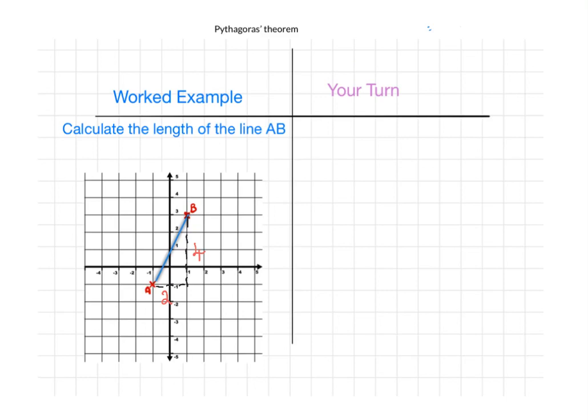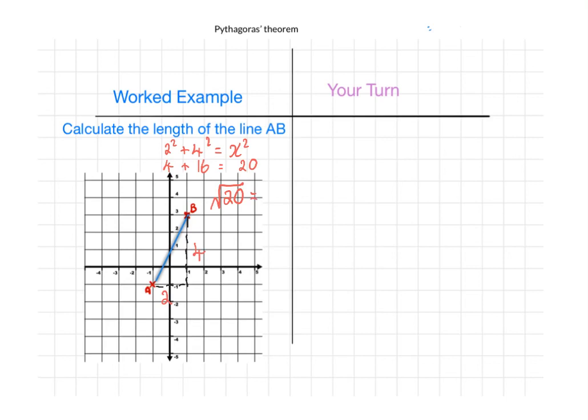So if I wanted to work out the length of the line AB, I'm going to do 2 squared plus 4 squared is equal to x squared, which is my unknown. So 2 squared is 4, because it's 2 times 2. 4 squared is 16, 4 times 4. So I'm getting that x squared is 20. So in order to find out what x is, I'm going to need to do the square root of 20 and see what I get.